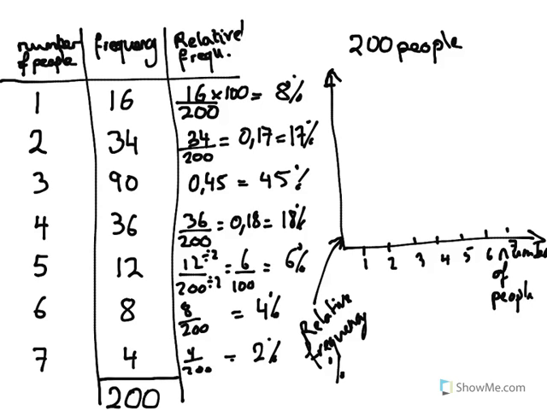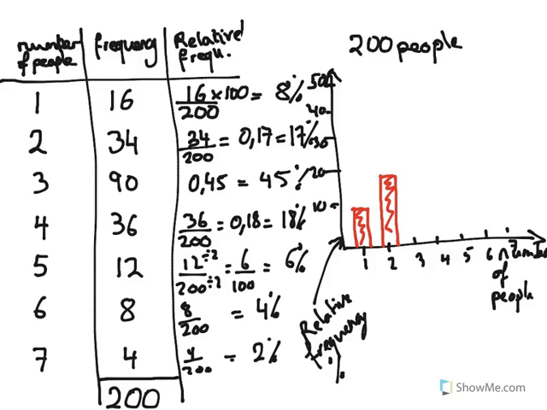The largest percentage was 45. So we can actually make our top number here 50, 40, 30, 20, 10, and 0. And then we just fill in the data. There was 8% that had 1 person in the household. So we fill in a block diagram of 8%. Then 2, there was 17% that had 2 people in their household, and we fill in.